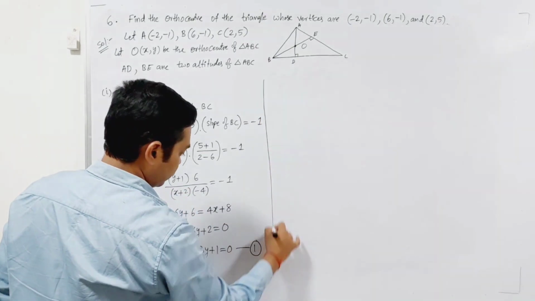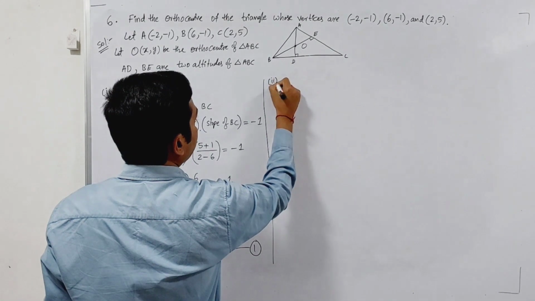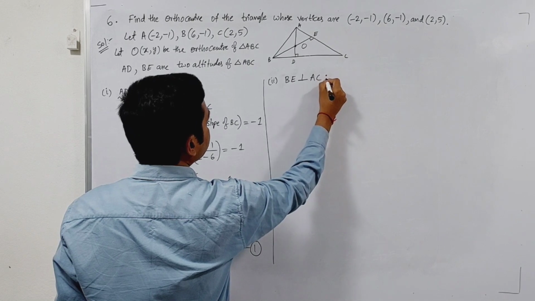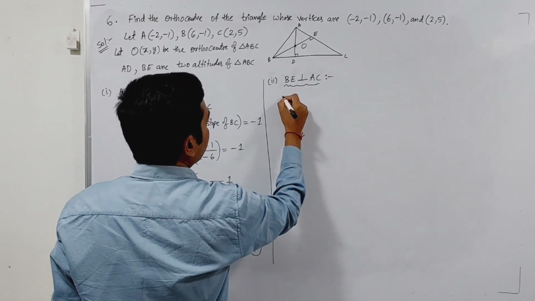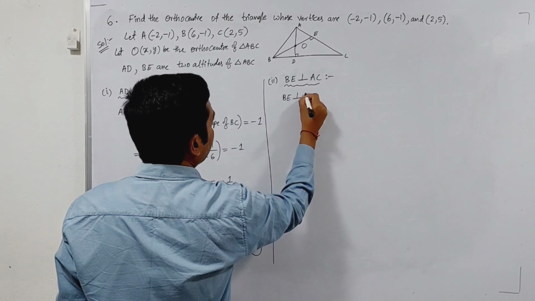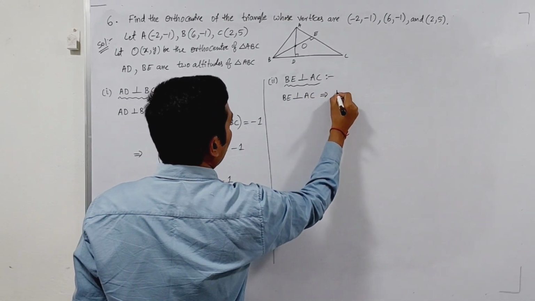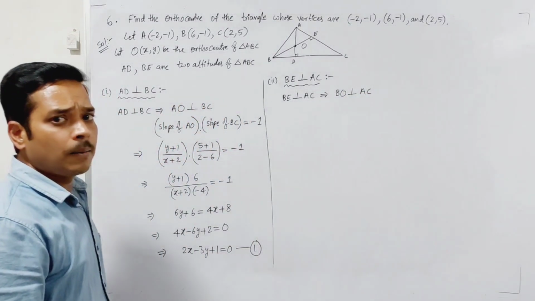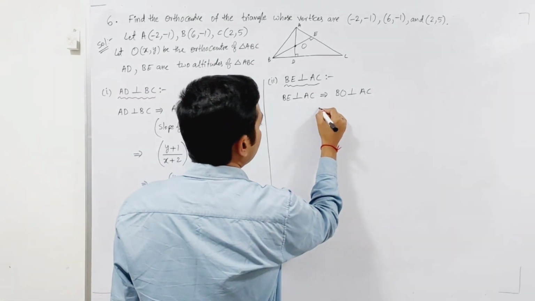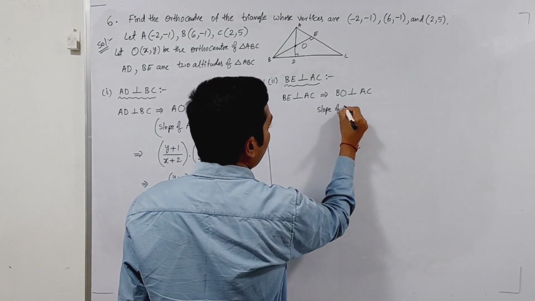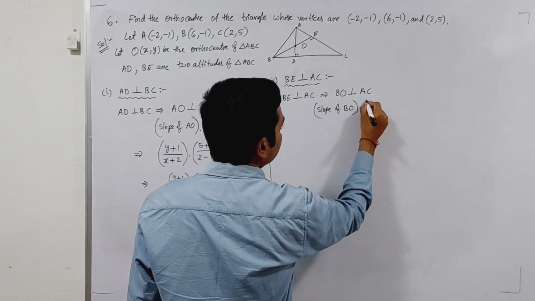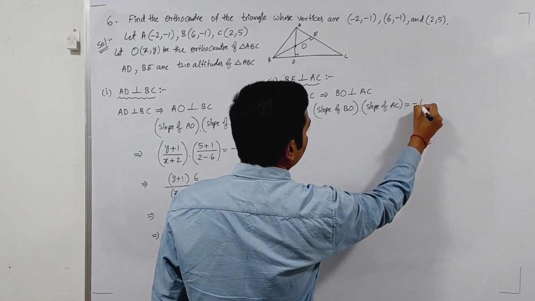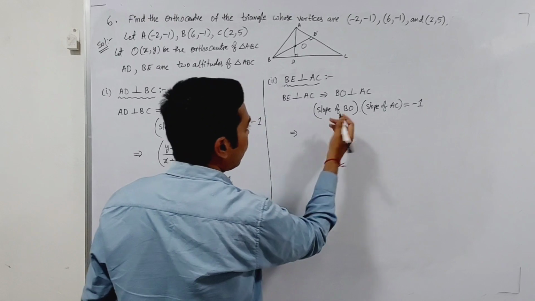Now apply second condition. From diagram, what is the second condition here? BE is perpendicular to AC. Why? Because BE is the second altitude. If BE is perpendicular to AC, that implies BO also perpendicular to AC. BO line segment also perpendicular to AC. Therefore, slope of BO into slope of AC is equal to how much? Minus 1.